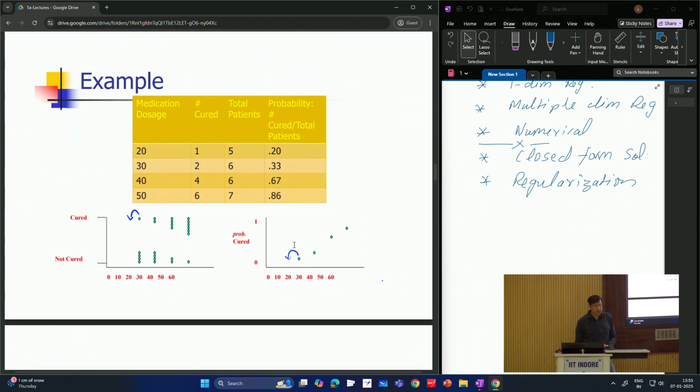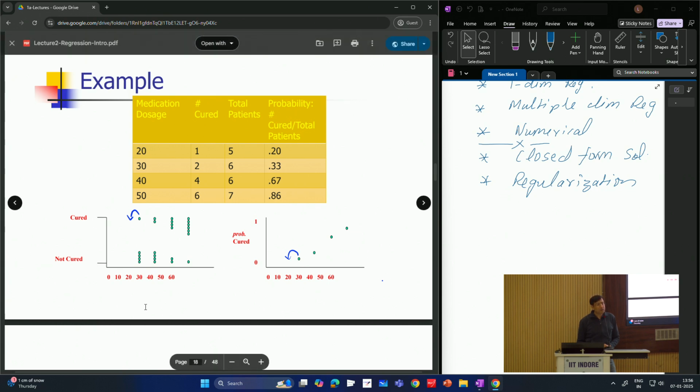This is an example where you're giving medication to a person, with doses in milligrams, and the number of patients cured. The first two columns are important. Total patients is also given to you, and then you're finding the probability of patient cured. So this is 1/5, 2/6, 4/6, and 6/7. So this is how it's computed.